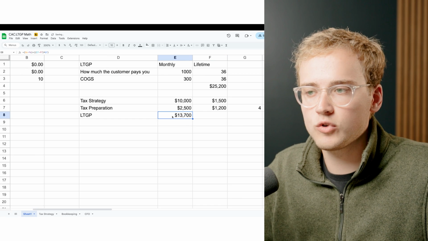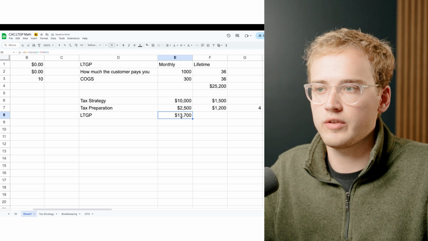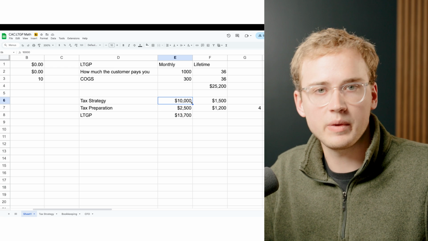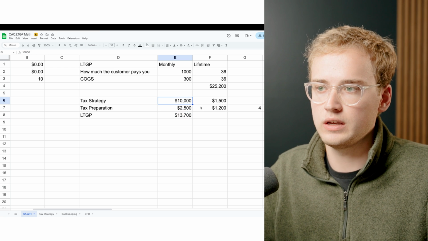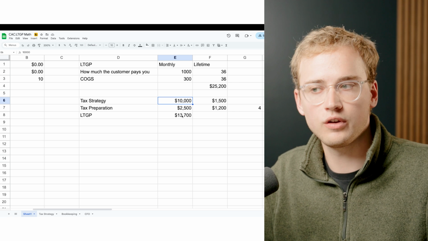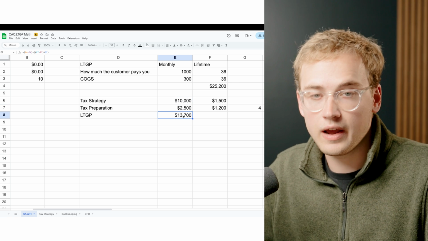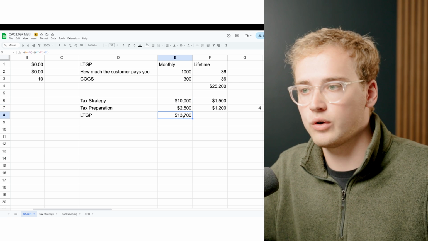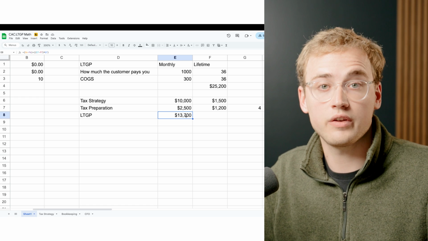And so your lifetime gross profit here is going to be $13,700. So it's like $8,500 you make off of the tax strategy, and then it's $1,300 a year for 4 years for the tax preparation. And so you know that every individual customer you bring on is going to spend around $13,700 with you.